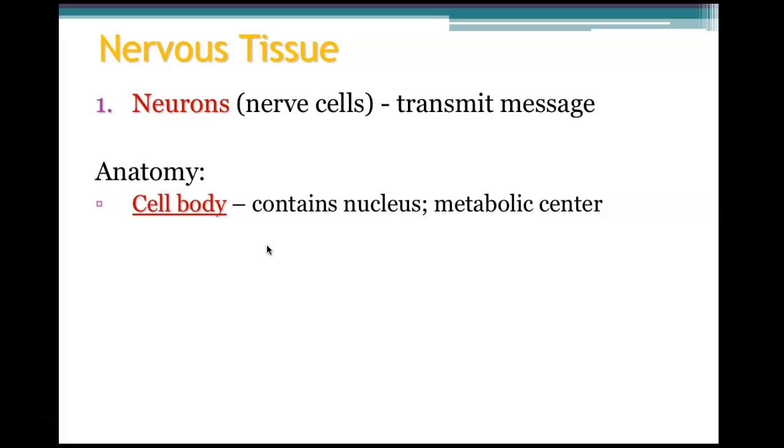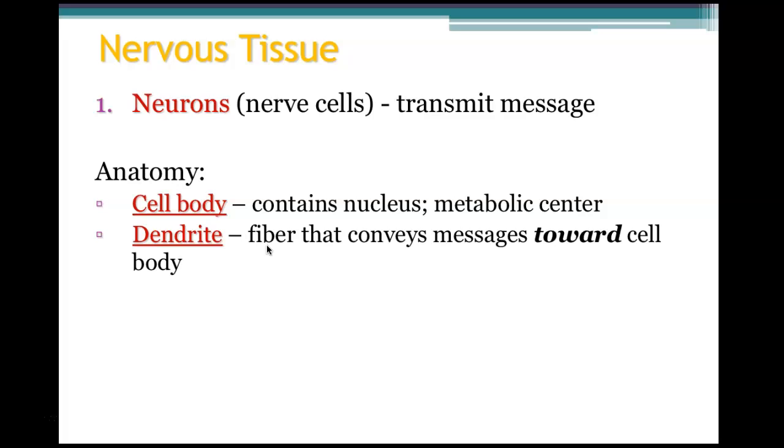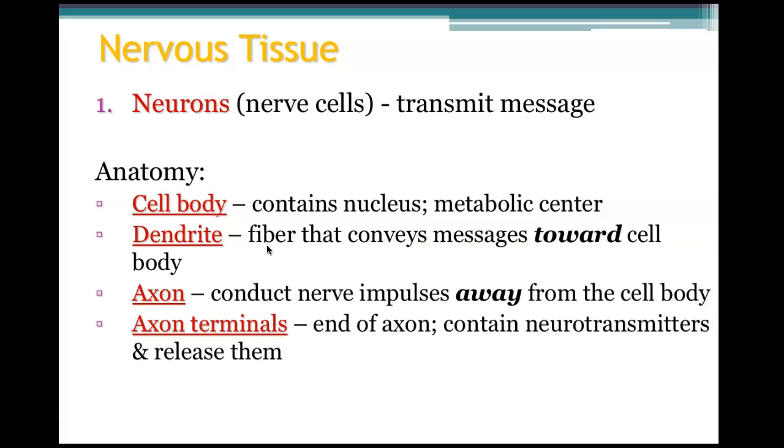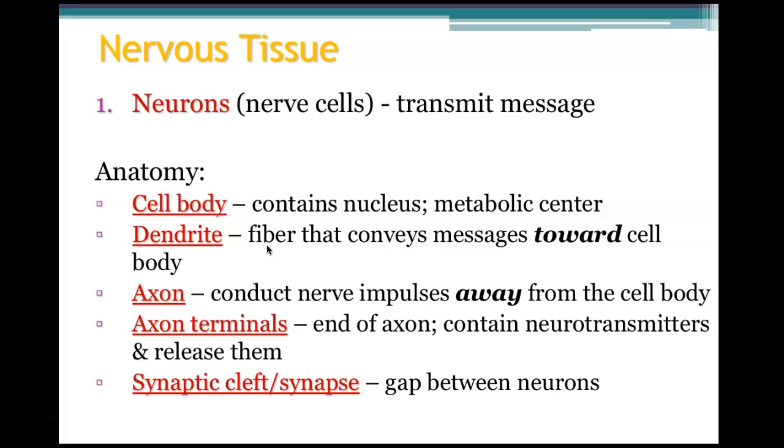But what makes a neuron really special is that it has all of these extra things, like dendrites. Dendrites are these tree-like projections from the cell body that are going to convey messages towards the cell body. So they're taking incoming messages from other neurons. The axon is then going to conduct the nerve impulse away from the cell body through the neuron until it reaches the axon terminal. At the end of the axon is when the neurotransmitter is actually going to be released, and the neurotransmitter is released into an area called the synaptic cleft.